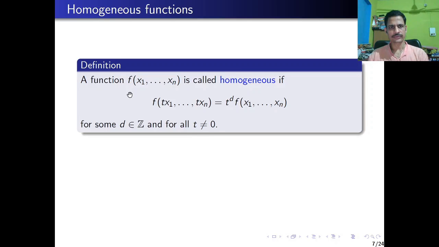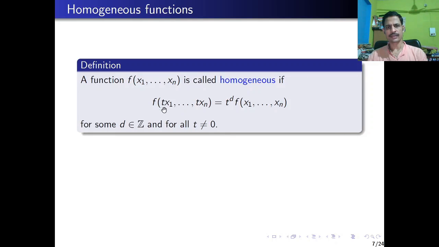For this we introduce a homogeneous function. A function f on n variables x1, x2, x3 up to xn is called homogeneous if f of tx1, ..., txn is equal to t^d f of x1, ..., xn for some d belonging to Z and for all t not equal to 0.